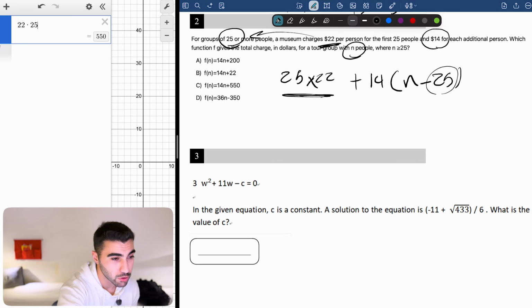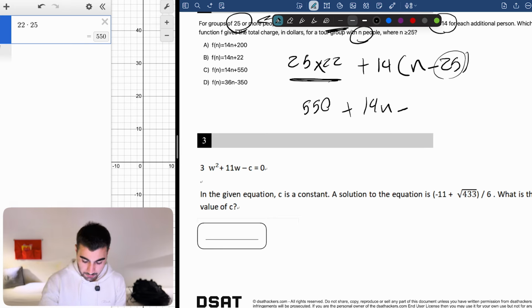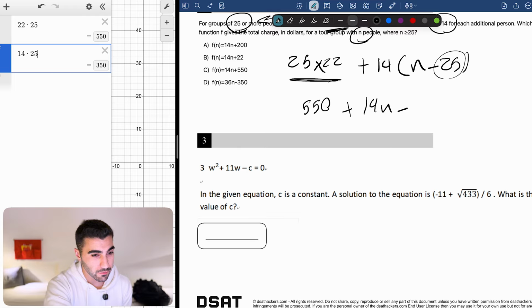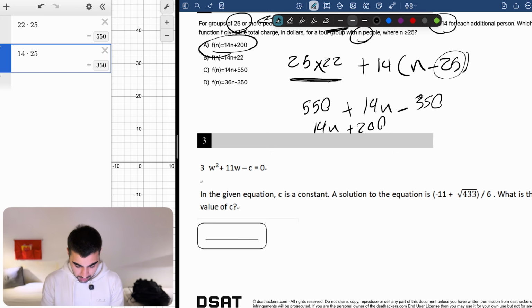Very easy. 22 times 25 gives us 550. So 550 here plus 14n minus 14 times 25, which is 350. So 550 minus 350, we're going to get 200. So this is going to give us 14n plus 200. So that is choice A for this answer.